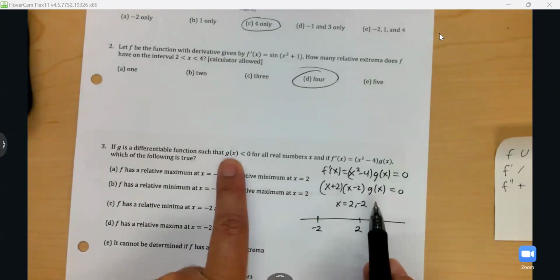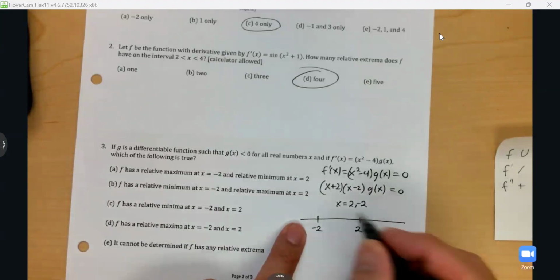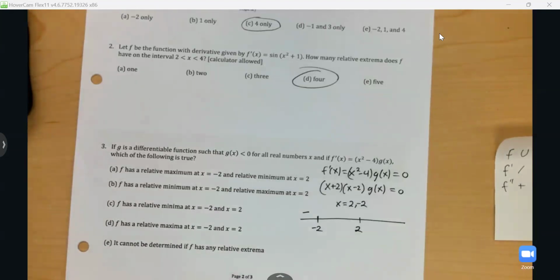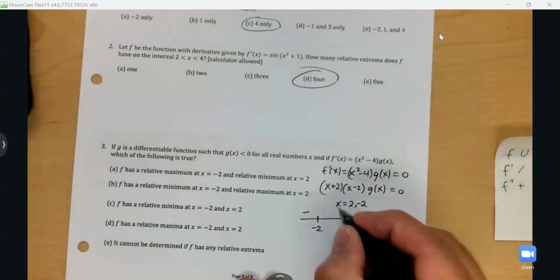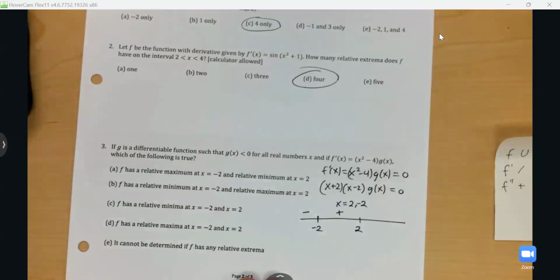Again, because g of x is always negative, that's going to give me a negative interval, less than -2. Okay, so between -2 and 2, say I put in like 0. So 0 plus 2, that's a positive. That's a negative. That's a negative. So that overall will be positive.